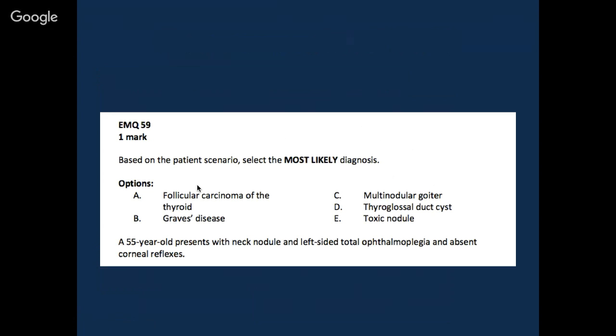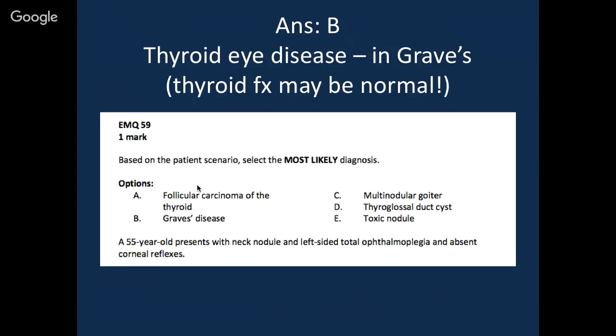So Graves' disease causes Graves' thyroid eye disease, or Graves' eye disease or thyroid eye disease. Classically, it causes swelling in the orbit, and all sorts of eye movement problems can occur from thyroid eye disease.